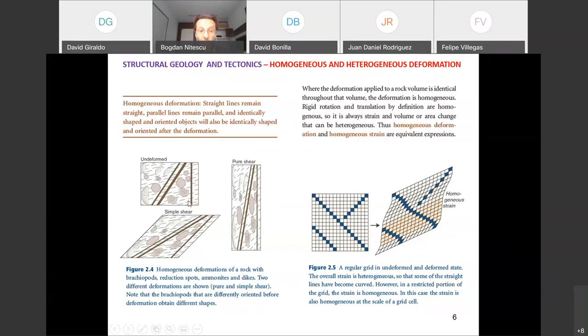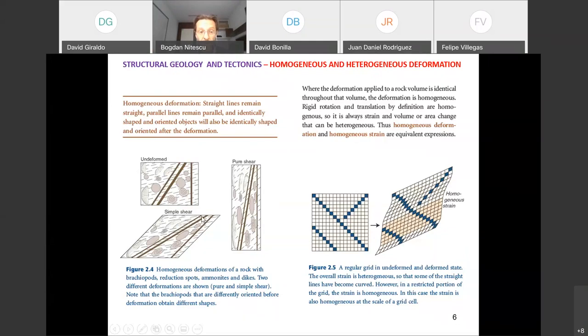This is a volume of rock. You see, it has some fossils here, ammonites, brachiopods. And maybe it has some dikes or something that goes through the volume of rock. And it's undeformed. And here you have two ways of deforming this, simple shear or pure shear. You squish it like this, pure shear. And what you see here is homogeneous deformation.